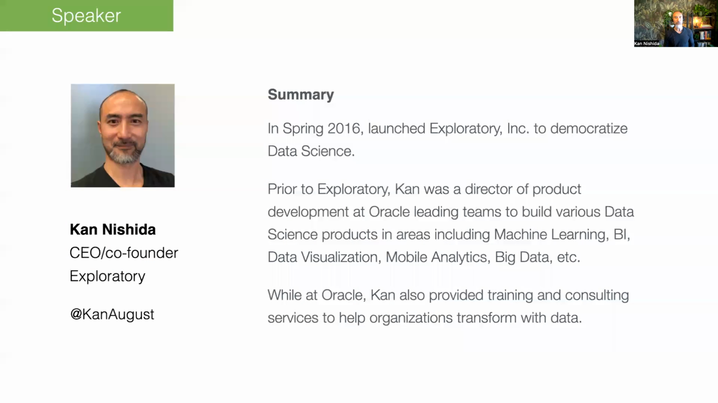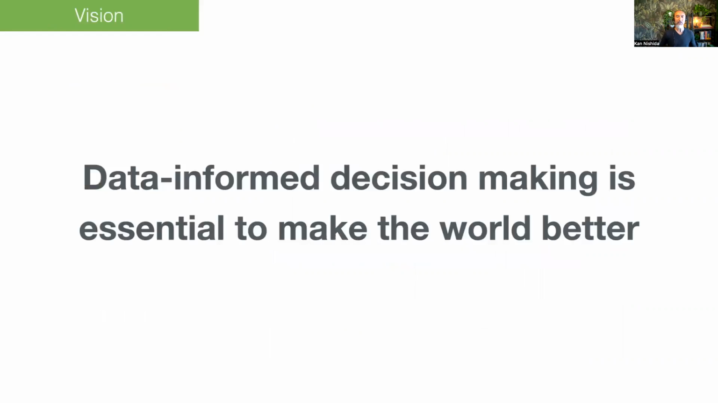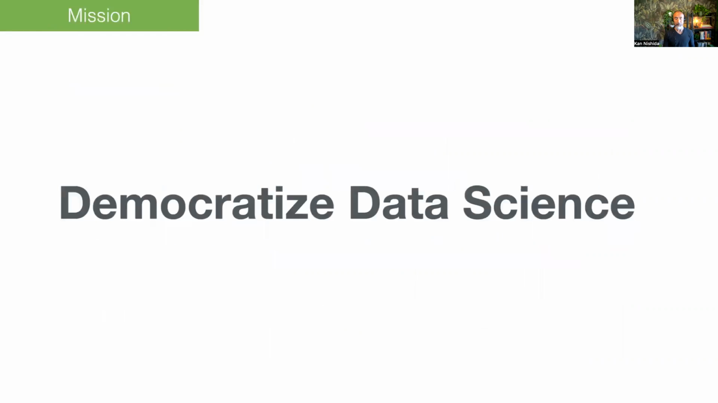Okay, so let me introduce myself. My name is Kan Nishida, CEO at Exploratory. We build Exploratory to democratize data science and make it easier for more people to access or use data science methods or technologies to understand their data better. Our vision is that data-informed decision-making is essential to make this world better. Therefore, we think we can contribute by democratizing data science, building the tool called Exploratory, and also sharing our knowledge and skills through the seminar and the training.